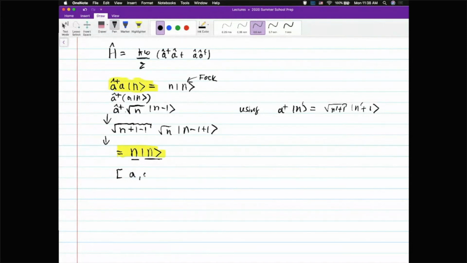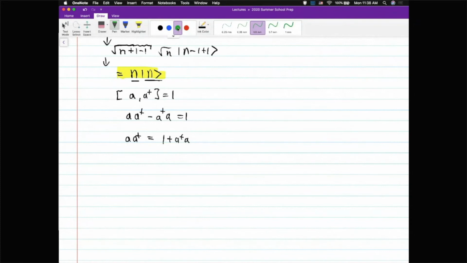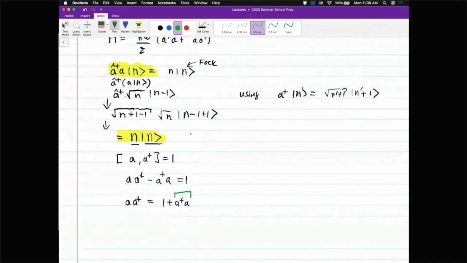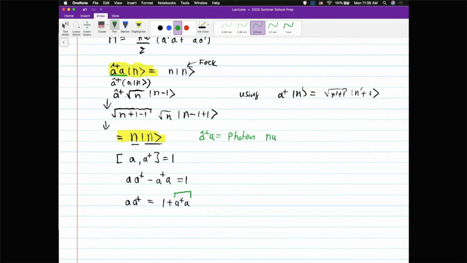which was that the commutator of A and A dagger is equal to 1, or in other words that A A dagger minus A dagger A is equal to 1, to say that this funny combination A A dagger is equal to 1 plus A dagger A, which is the photon number operator, as we saw above. From this expression highlighted in yellow, we can see that A dagger A is really equal to the photon number n. It's the number of excitations.